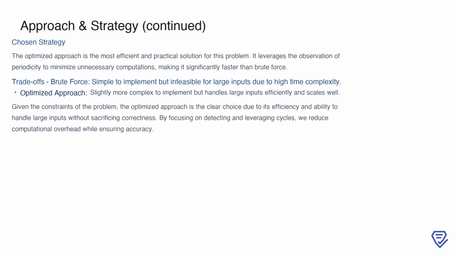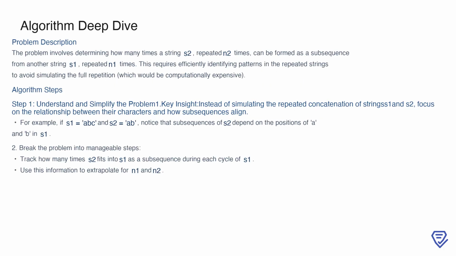for this problem. In this problem, we are tasked with finding out how many times a string S2, repeated N2 times, can be formed as a subsequence from another string S1, repeated N1 times. A key challenge here is the computational cost of simulating the full repetition of these strings, especially when N1 or N2 is very large. Instead, we focus on the relationship between their characters and how subsequences align.